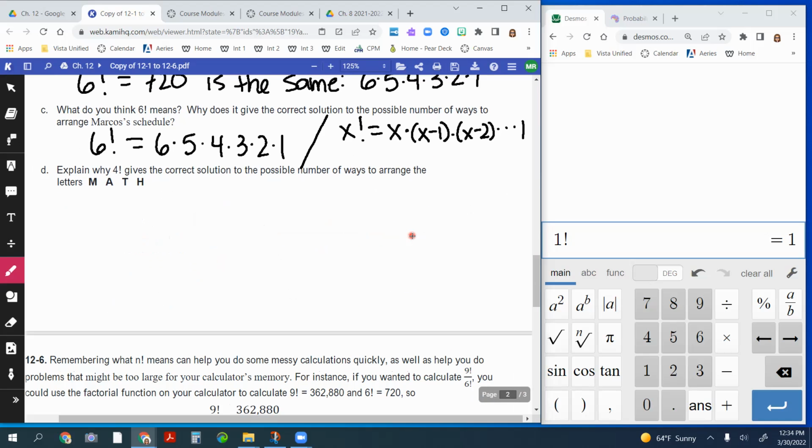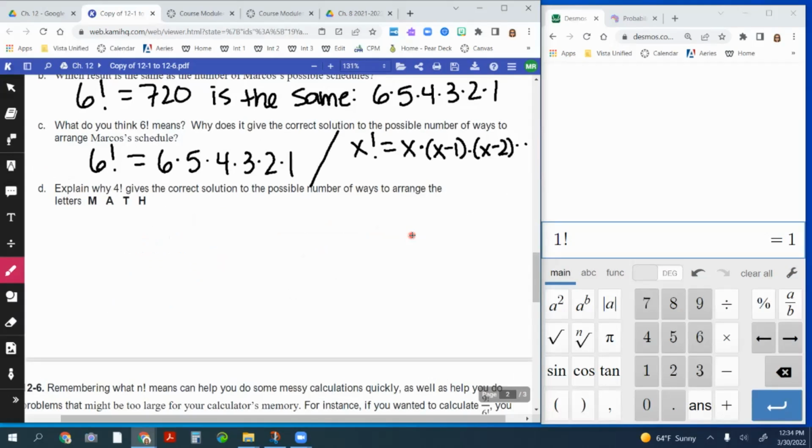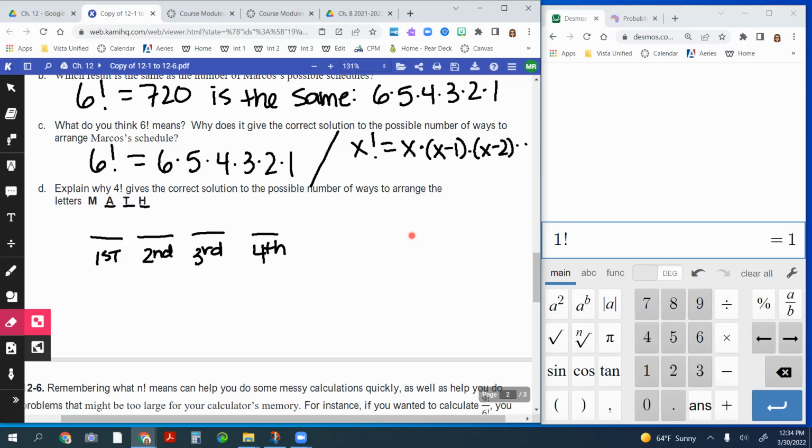Explain why 4 factorial gives a correct answer to the possible ways to arrange the letters in the word math. If we're arranging the letters in the word math, we've got first spot, second spot, third spot, fourth. We're taking each of these letters, M, A, T, H. How many letters can I pick from for my first one? Well, I can pick 4. How many can I now pick for my second one, now that 1 is already picked? Think of these as little tiles, like you have an M, an A, a T, and an H. So then there's going to be 3, and then 2, and then 1. And this is 4 factorial, which is 24.